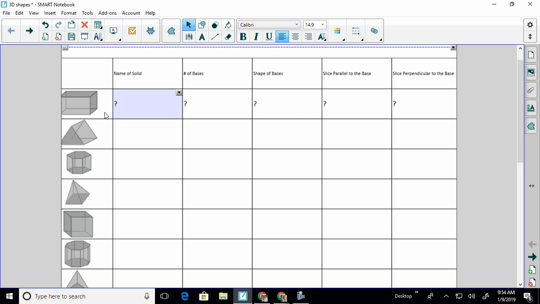So let's look at the first one here. This shape is made up of all rectangles, and it doesn't go up to one apex. It has two congruent bases. So this is a prism, and the shape of the bases is rectangular. So this is a rectangular prism. If it's a prism, it always has two bases, and the shapes are, in this case, rectangles.